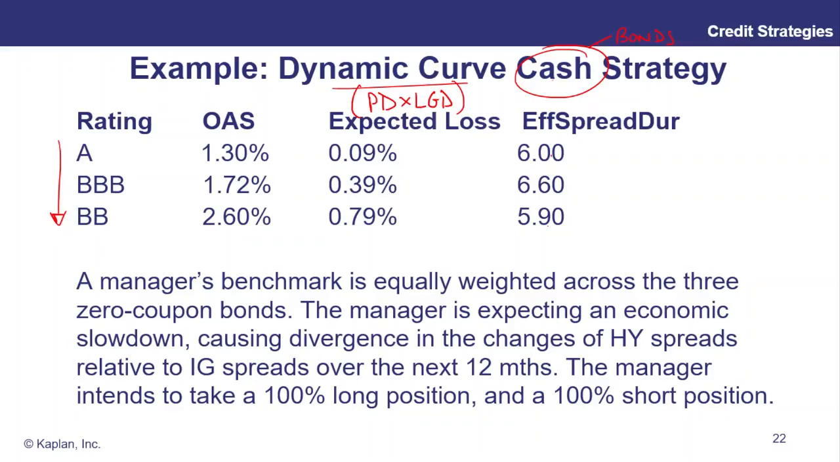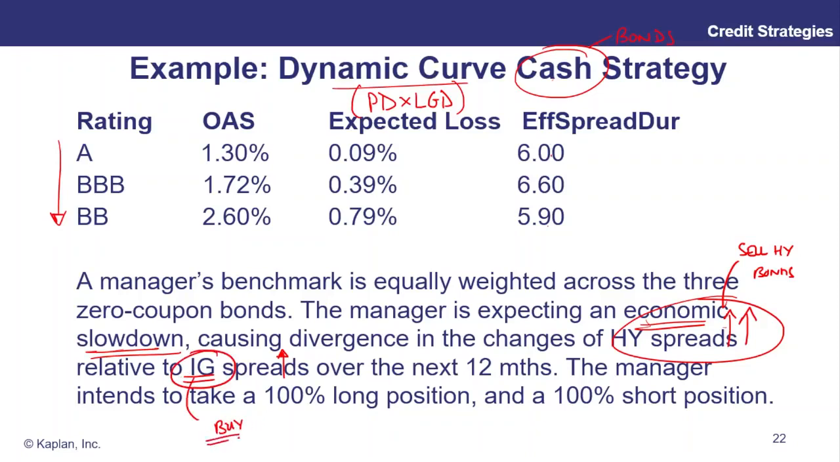The manager is expecting an economic slowdown. All right, that informs what we should do. With an economic slowdown, we expect high yield spreads to widen a lot and investment grade spreads not to widen so much. So do we want to be in high yield names? No, we do not. We're going to sell high yield bonds and we are going to buy, a flight to safety here, investment grade bonds. And this is a 12-month trade. We're going to take a single 100% long position and a single 100% short position.